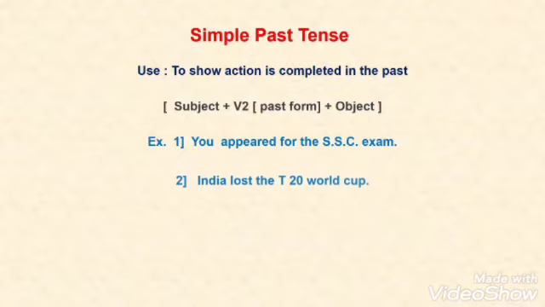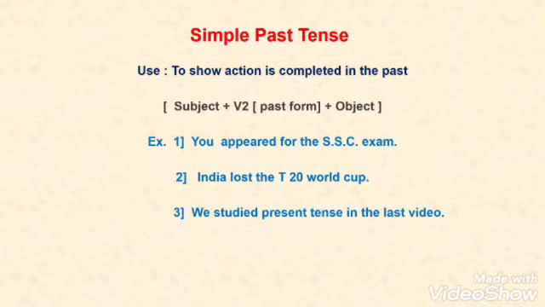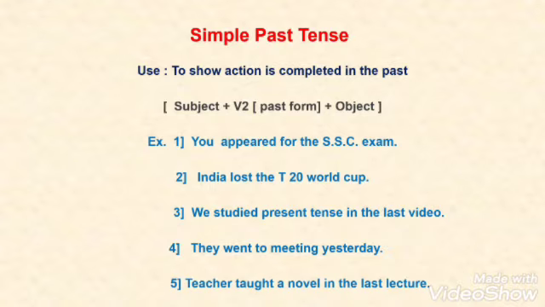Okay. Second one, India lost the T20 World Cup. If you remember the T20 World Cup, you can realize that India lost the T20 World Cup. The action is completed in the past. Third one, we studied present tense in the last video. If you remember, in the first video, we studied about the present tense. So the action of studying is also completed in the past. Fourth one, they went to meeting yesterday.